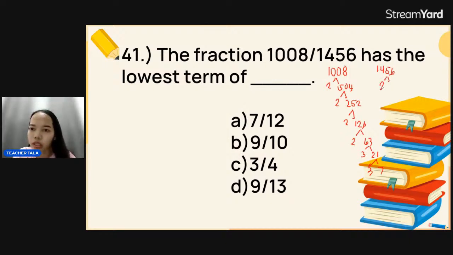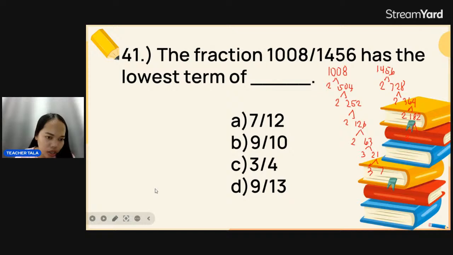1456. So divisible by 2, 7, 2, 8. Next, divisible by 2 pa rin kasi even yung number. So that's 3, 6, 4. Divisible by 2, 1, 8, 2. Divisible by 2, that's, hindi na makita si red. Let's change it to blue. Black na lang. I'll use black kasi blue yung kasunod.